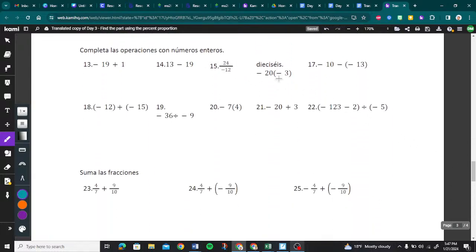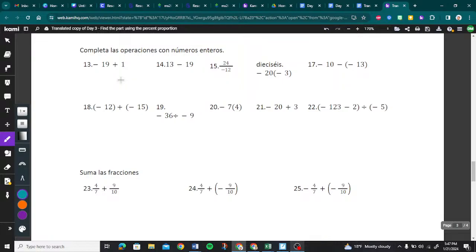These problems here were just meant to be review. I don't know why some of these things do weird things. Negative 19 plus 1. I don't know how to make this. I don't know how to communicate this very well from English to Spanish.